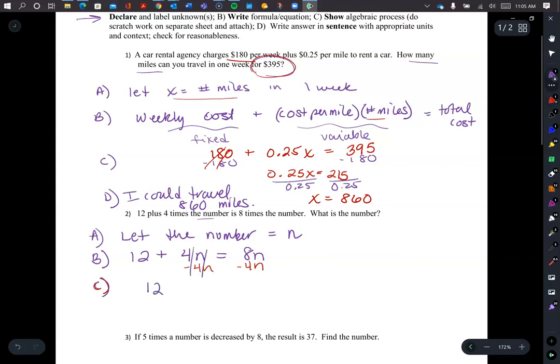12, this would go out, equals 4N, and then divide both sides by 4. And then we can see that N equals 3. Just write that right here. So for my sentence, I would just say the number is 3.